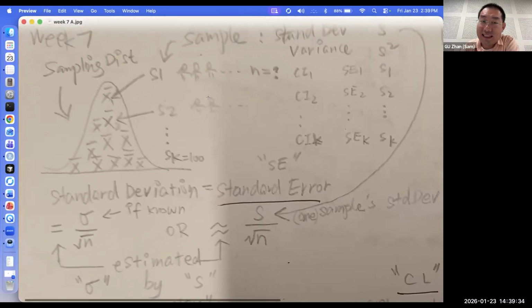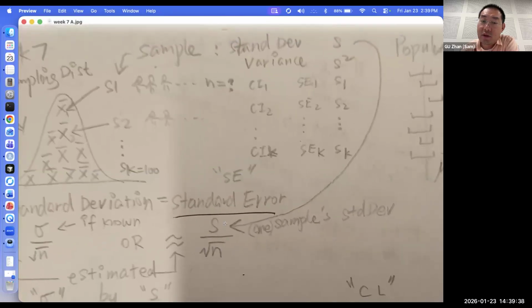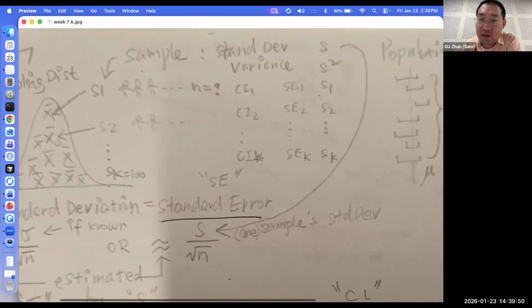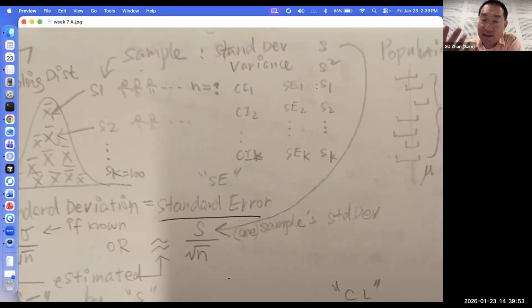Then you need to use the sample's standard deviation to approximate or estimate the sigma. So we do not know the sigma, but we only know the S. How do you get S? S you can calculate based on one sample. In most of times in practice you only have one sample.